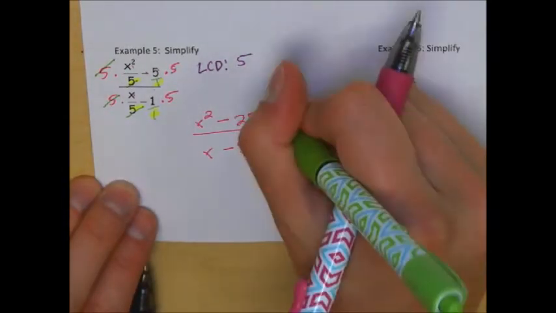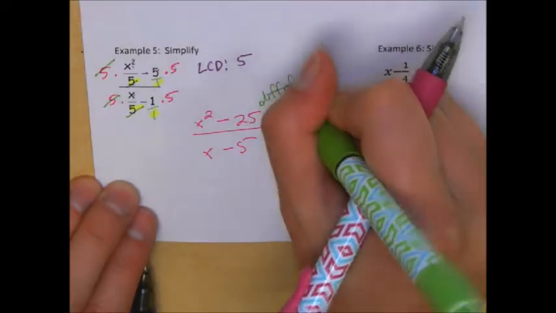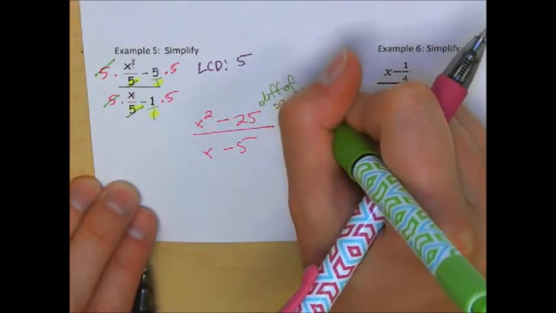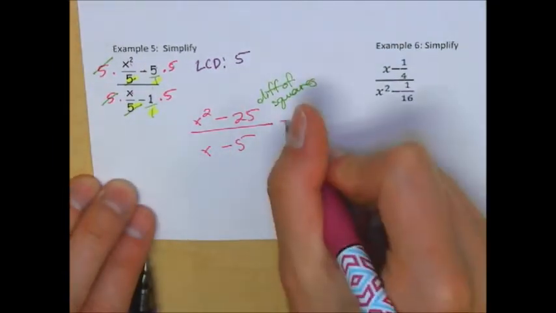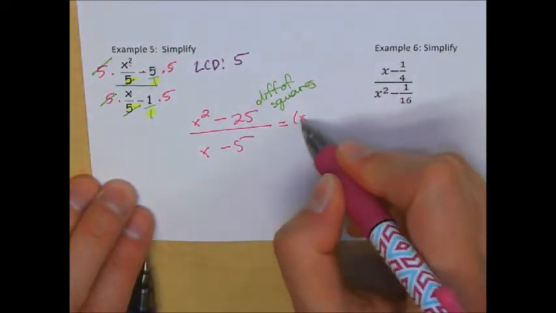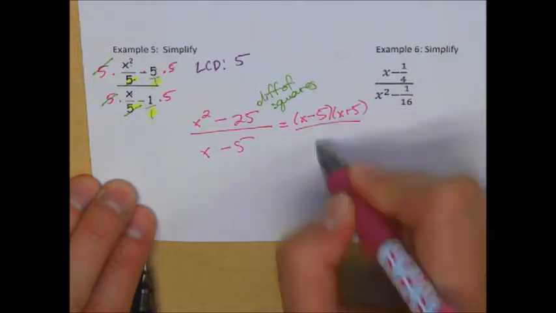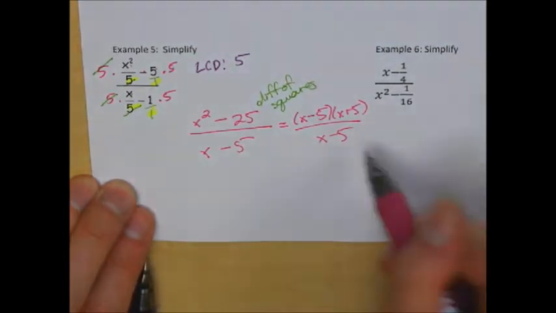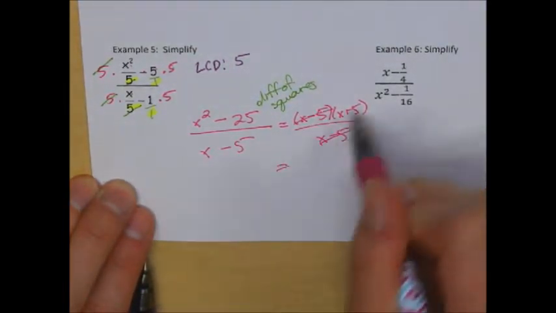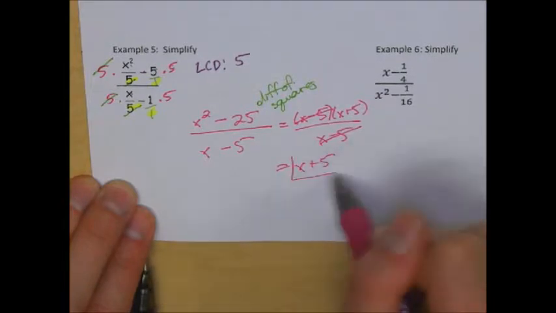Again, on the top here, I have a difference of squares. That factors to x minus 5, x plus 5. Those divide out, so I'm left with x plus 5.